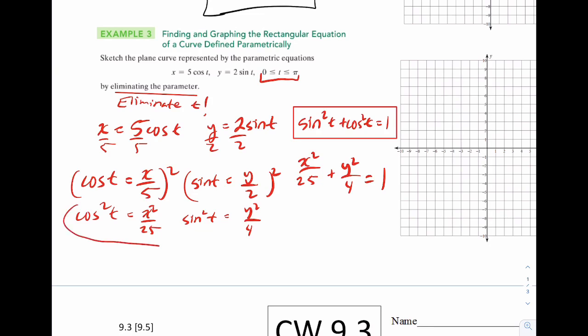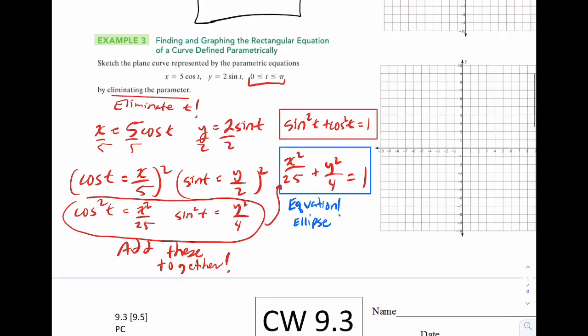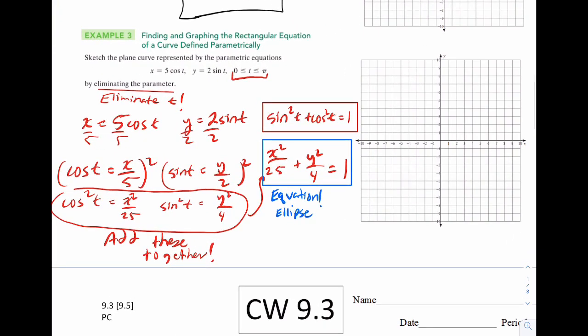So again, essentially, we're going to add these together. And there is our actual equation. We've done it. We've eliminated the parameter. Now hopefully you recall this from your Algebra 2 class. What is that? That is actually an ellipse. Now if you forget how to do that, that's okay.